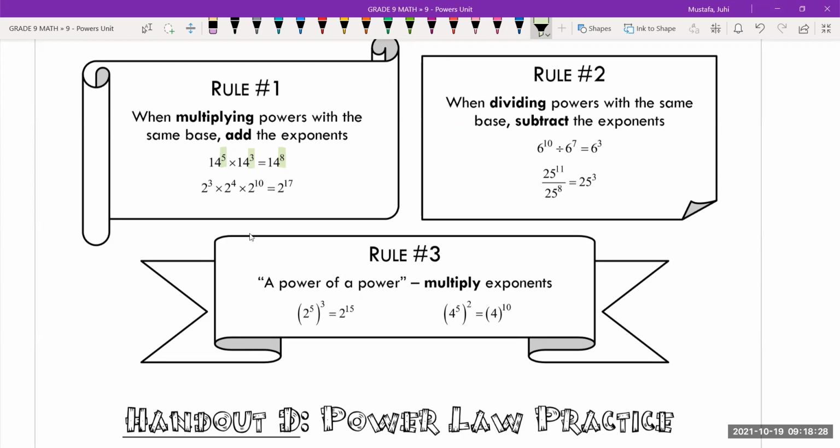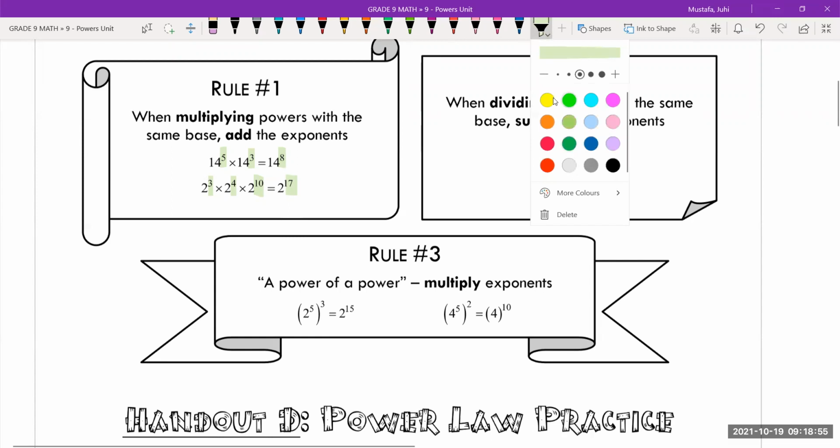Look at the next example. We have 2 to the power of 3 times 2 to the power of 4 times 2 to the power of 10. They have the same base. They're all 2s. There's a bunch of multiplication signs. So I'm going to be adding the exponents together. 3 plus 4 is 7. 7 plus 10 is 17. So our final answer is going to be 2 to the power of 17. That make sense?